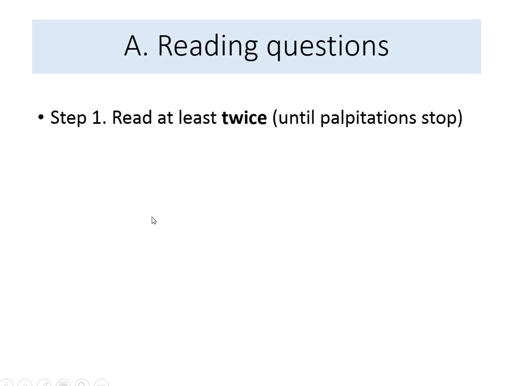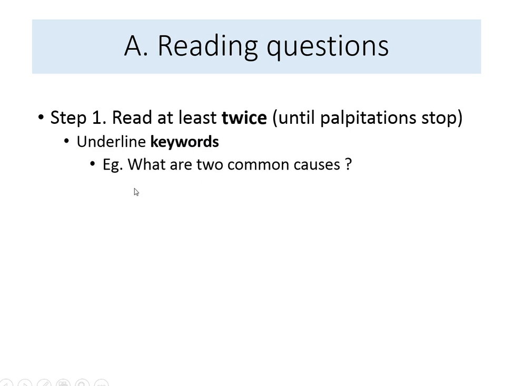So for reading questions, the first step is that you want to always read the question at least twice, or if possible, until your palpitations stop. You want to underline the keywords as far as possible. Let me give you an example. The question is, what are 2 common causes of XYZ?